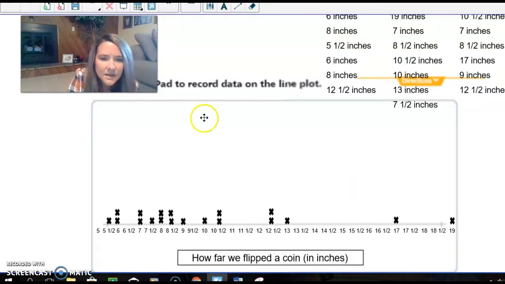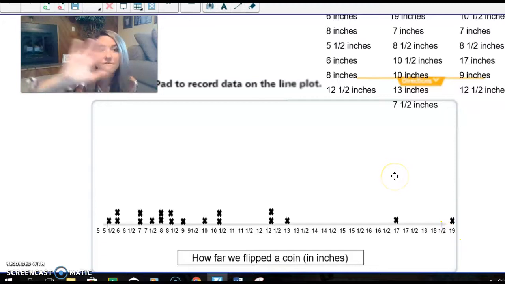Well, there's a lot of data up here, right? And a few more toward the middle of the line plot. Do you remember what pieces of data that are far off from the other data is called? An outlier. So I'm thinking that 17 inches and 19 inches, that data would be considered outliers. Okay. So what else would you say about the data of how far we flipped a coin?